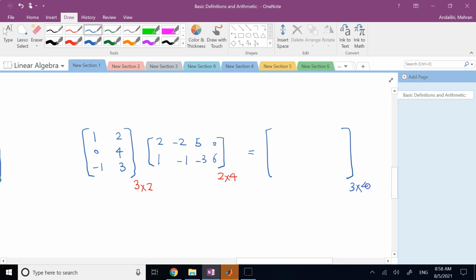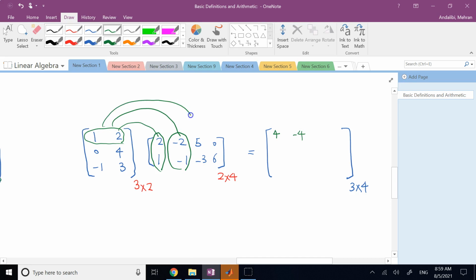Okay, now how do I get each and every one of the elements? So first, let's say element 1, 1. I do a dot product between the first row and the first column. It's 1 times 2 plus 1 times 2, so you get a 4. Then you go first row and the second column, right? So negative 2 and then negative 2, that's negative 4.